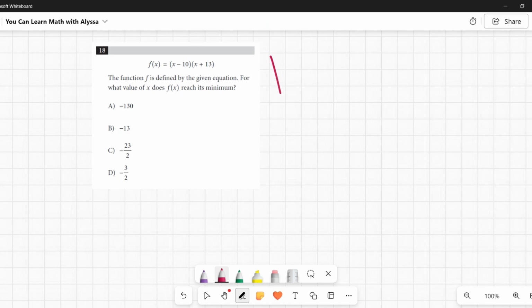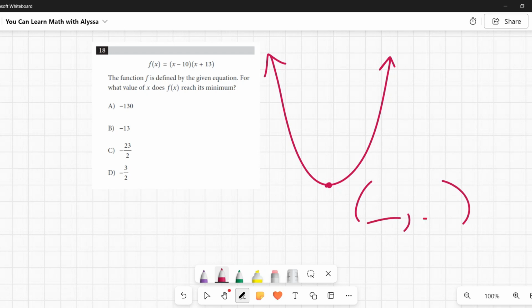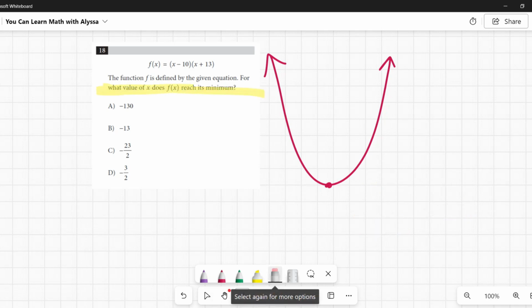If you are graphing it, it's going to give you a parabola that opens up, and you're going to look for its minimum. You're going to look for that vertex, and whatever ordered pair they give you for the vertex, you're looking for the x, because it says for what value of x does it reach its minimum. So that's how you would graph it.